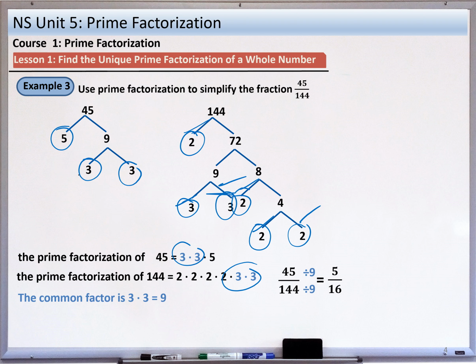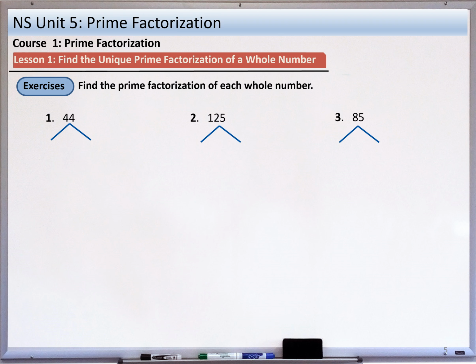All right. We're at 4.5 minutes. Let's do a couple more here. So I'll go ahead and pause the video and see if you can find the prime factorization of each whole number. Now I'll come back and go over the answers with you. Okay, I hope you paused the video and tried it. Let's go through them and see what we got.